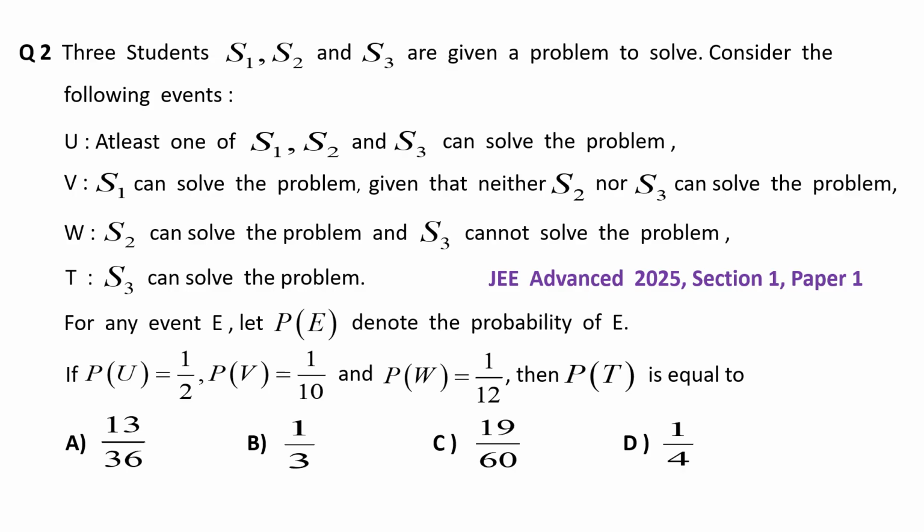T, S3 can solve the problem. For any event E, let P(E) denote the probability of E. If P(U) equal to 1 upon 2, P(V) equal to 1 upon 10 and P(W) equal to 1 upon 12, then P(T) is equal to. Now students, we will solve this question with the help of a Venn diagram. Let's move further.